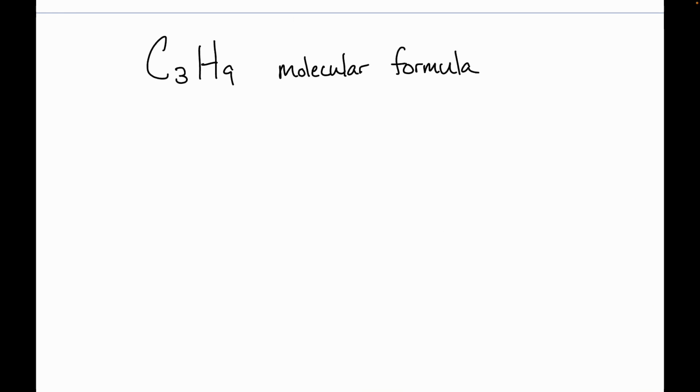I'm using this word molecular formula. What does that mean when I'm saying molecule? What type of compound are we talking about here? Ionic or covalent? Covalent, right? And I can tell that by my formula. We got these two nonmetals here.